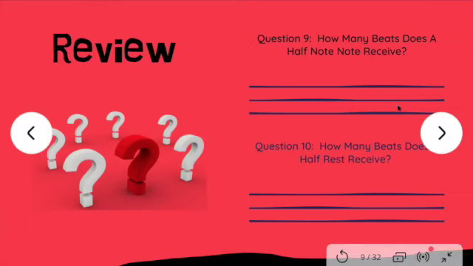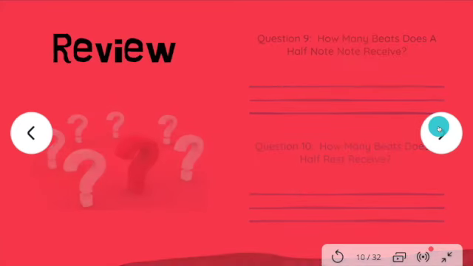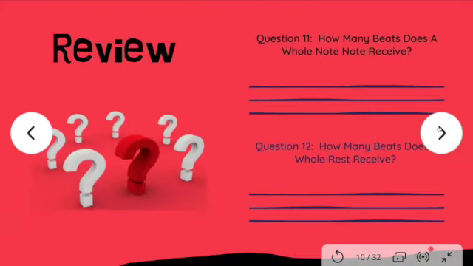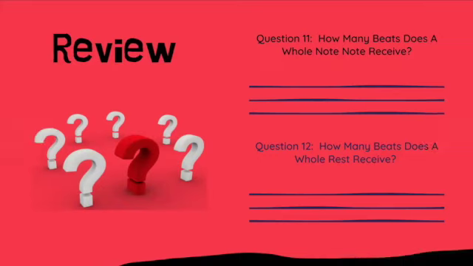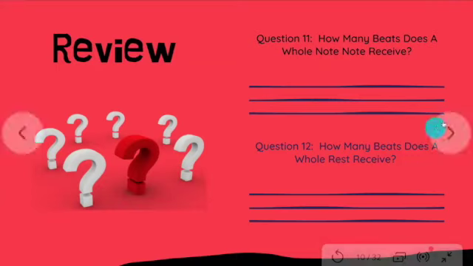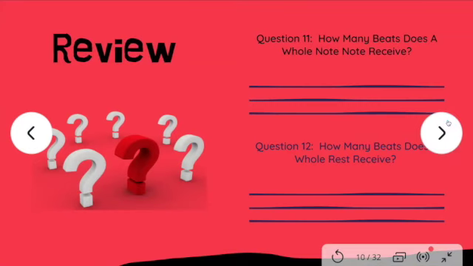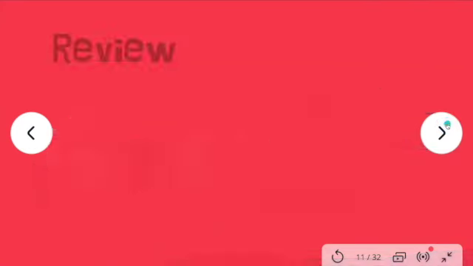How many beats does a half rest receive? 2 beats of silence. How many beats does a whole note receive? 4 beats of sound. How many beats does a whole rest receive? Well, from what we learned last week, that's a 2-part question. In 4/4, it receives 4 beats of silence. In 3/4, it's going to receive 3 beats of silence.